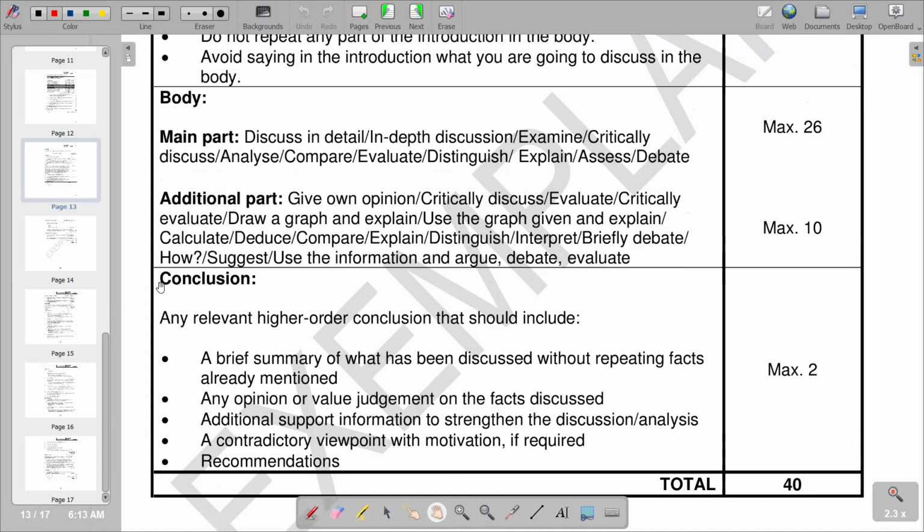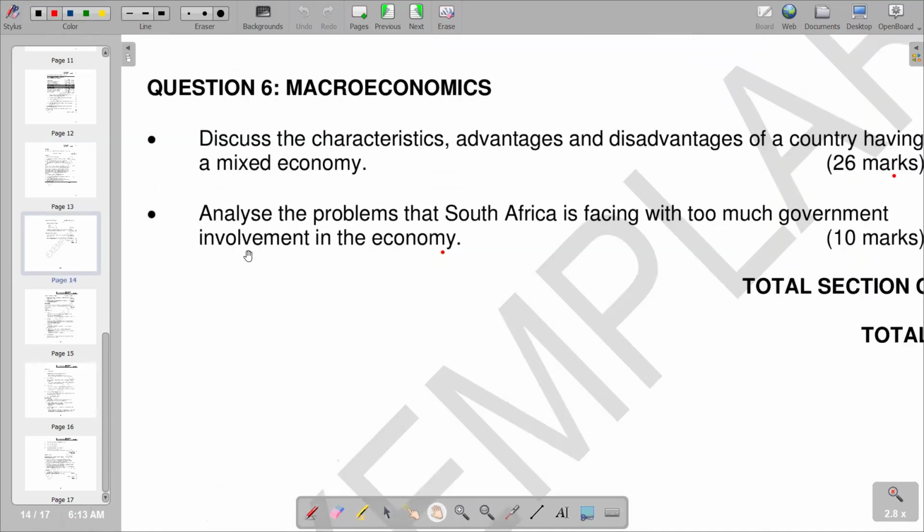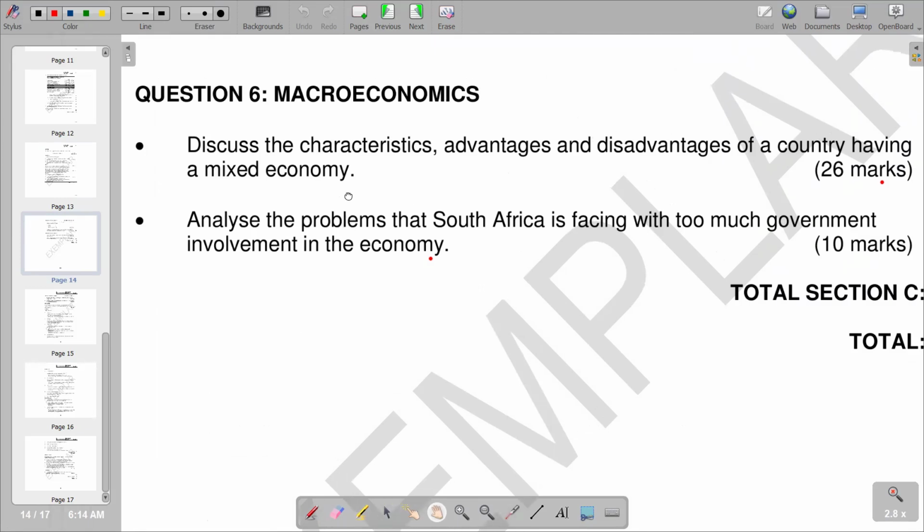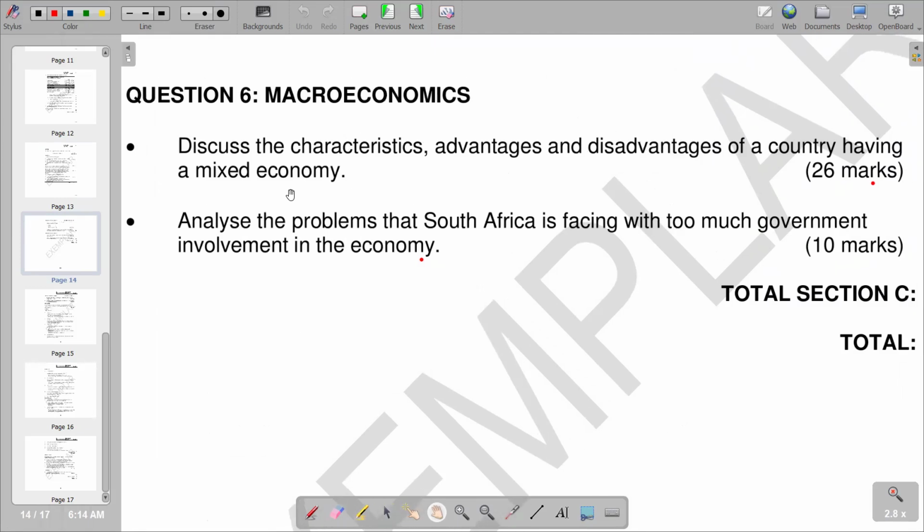So in terms of our question, if you go back to it, we are going to start with the main part, whereby it reads discuss the characteristics, advantages, and disadvantages. So obviously, you're going to start with the characteristics of a mixed economy. You can try to define a mixed economy in an introduction. That can also be a perfect introduction. Remember, a mixed economy has both the centrally planned economy and the market economy inside that economy. So we have a mixture.